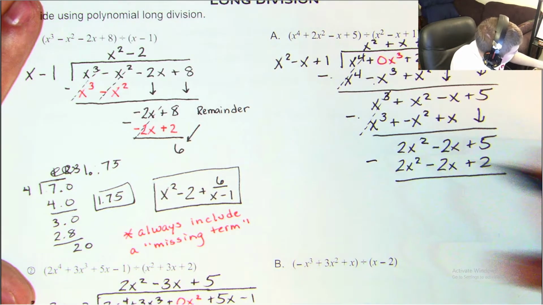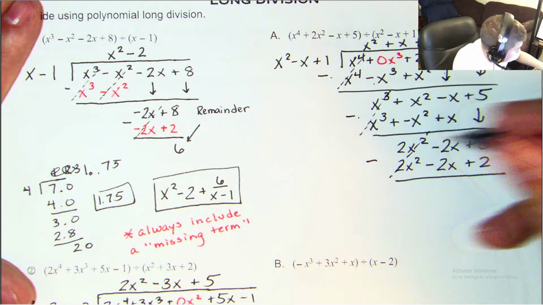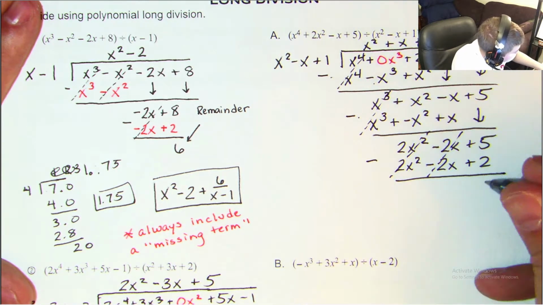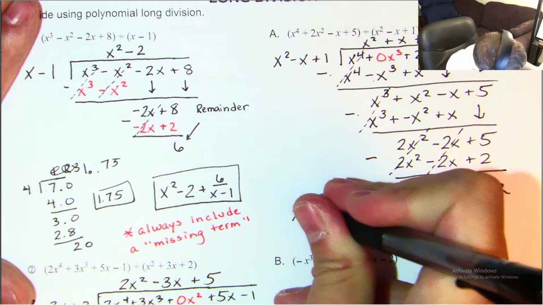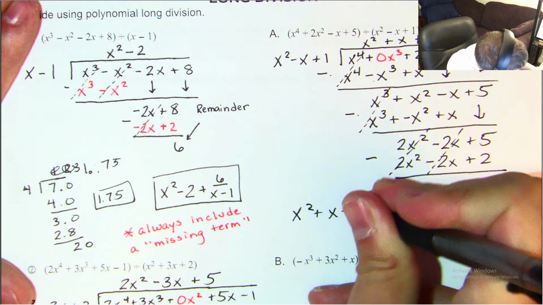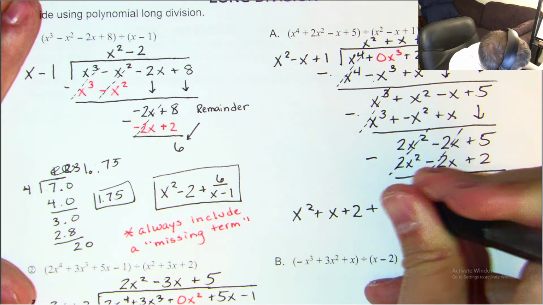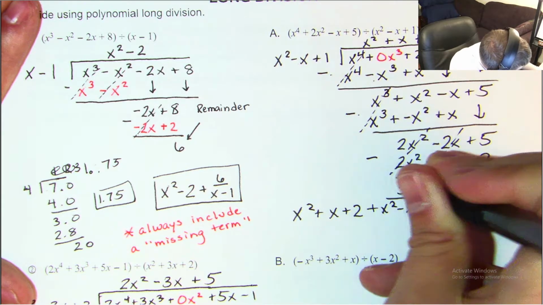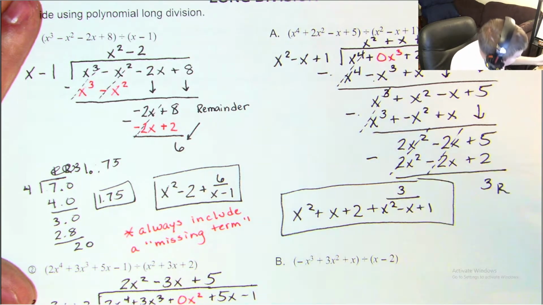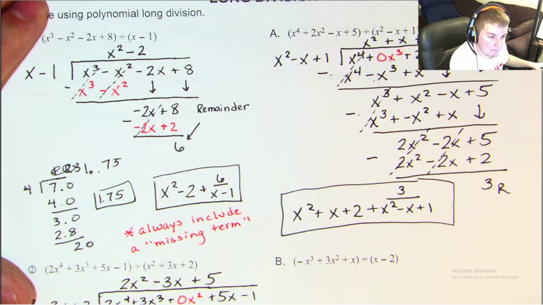And then I can subtract. These cancel. These also cancel. And so I'm just left with 3. That's my remainder. Okay, and I'm going to get x squared plus x plus 2 plus 3 over x squared minus x plus 1. And that's my result.